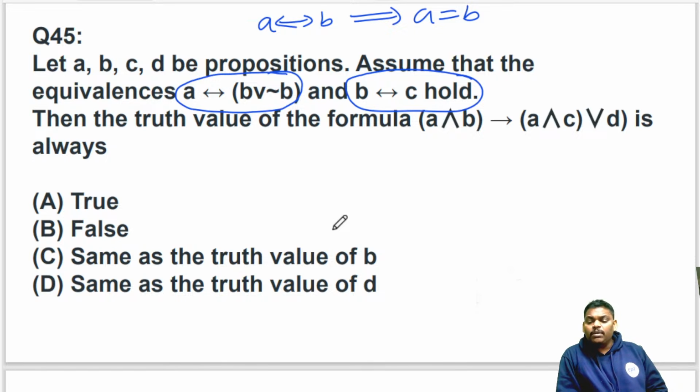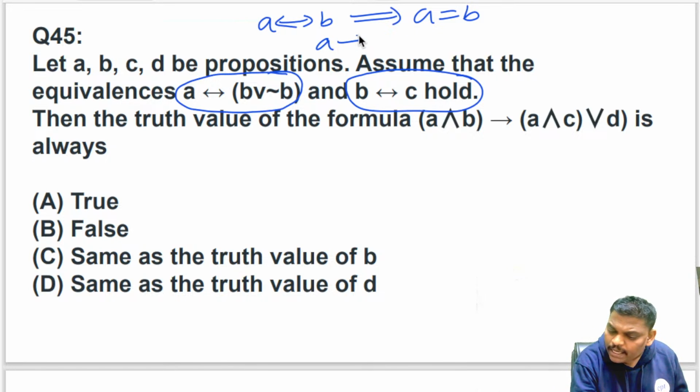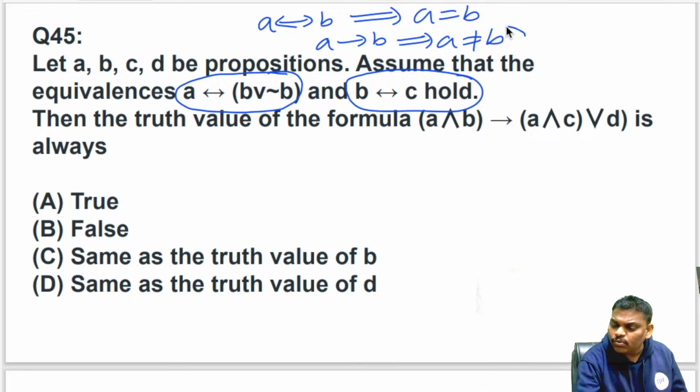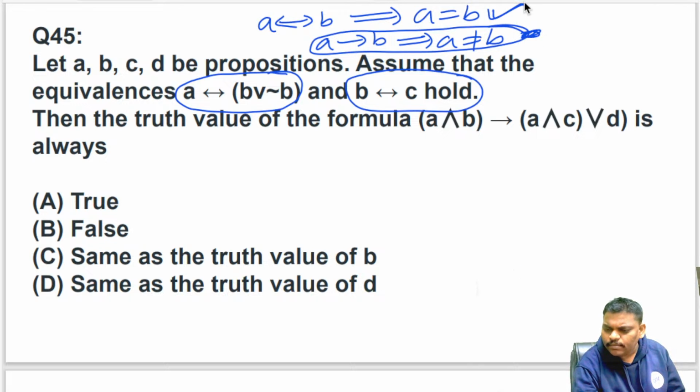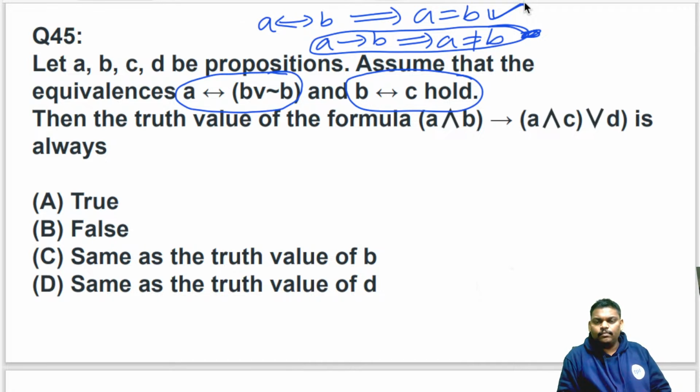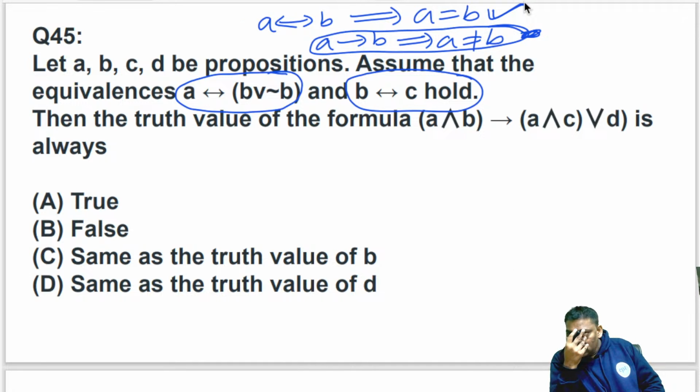Remember, A double implies B means A is equal to B. But A implies B, single implies, doesn't mean that A is equal to B. Single implies, I cannot give a guarantee. Double implies, I can give a guarantee. A double implies B means A is equal to B. A single implies B, I cannot say that. If someone says A implies B, I cannot say A is equal to B. But if someone says A double implies B, I can say A is equal to B.